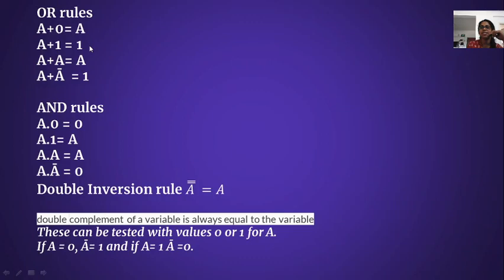A or A equal A. Let's try this one. I am putting A as 0. 0 or 0 equal to 0. 1 or 1 equal to 1. What does that mean? A or A is equal to A. Okay. Similarly, A or A bar equal to 1.